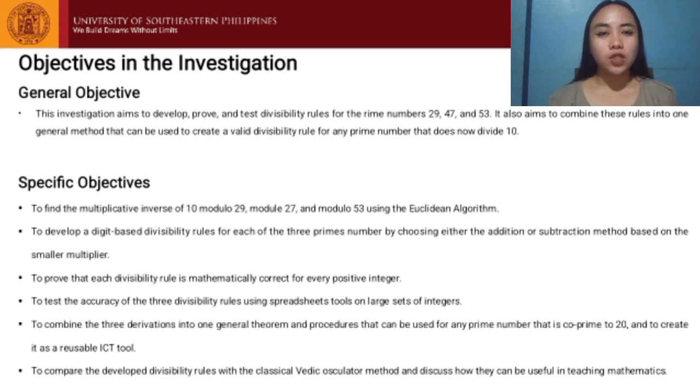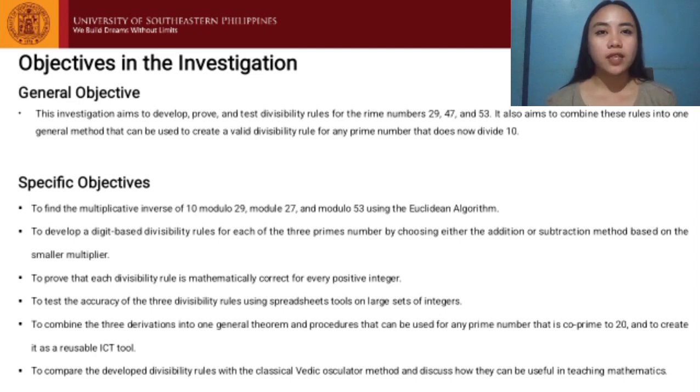Third, to prove that each rule we created is mathematically correct and will work for any positive whole number, not just a few examples. Fourth, to test how accurate our 3 rules are by using spreadsheet tools like Excel or Google Sheets on a large set of numbers. Fifth is to combine our 3 findings into one general rule and procedure that can work for any prime number that is co-prime to 10, meaning it does not share a common factor with 10.